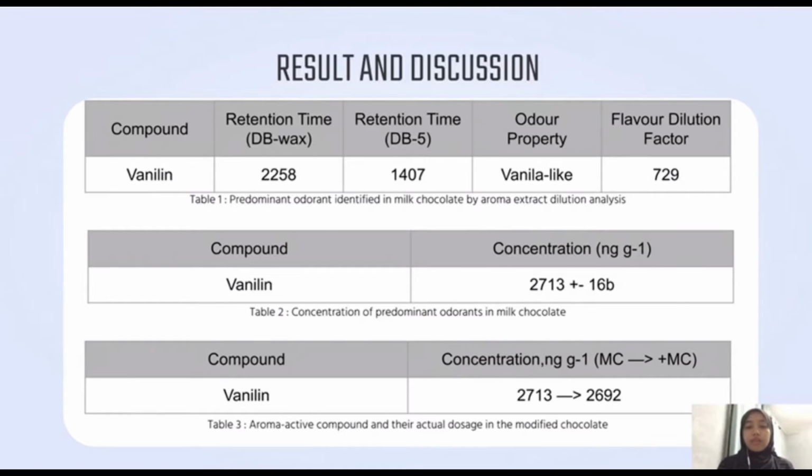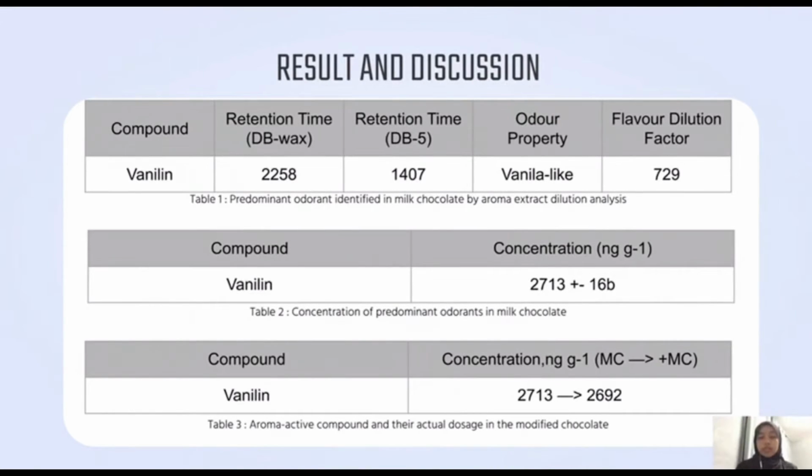The retention time for DB-Wax is 2258. The retention time for DB-5 is 1407. Meanwhile, the odor property is vanilla-like and the flavor dilution factor is 729. Table 2 explains the concentration of predominant odorants in milk chocolate.